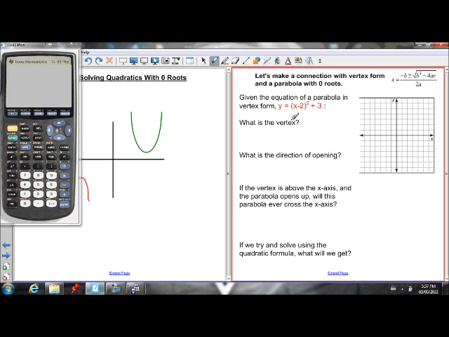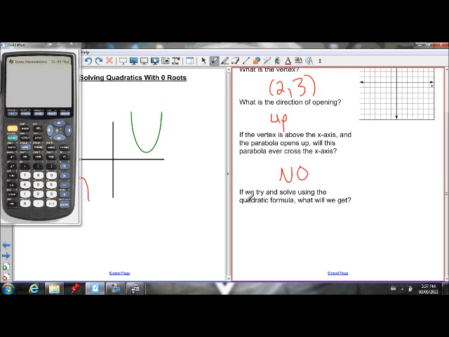If I give you this equation of the quadratic, the vertex is (h, k), which is (2, 3). The direction of opening is up because we have an a value of 1, which is positive. So here's my vertex, and it opens up. This parabola is never going to touch the x-axis. So will it ever cross the x-axis? No. If we try to solve using the quadratic formula, what will we get?